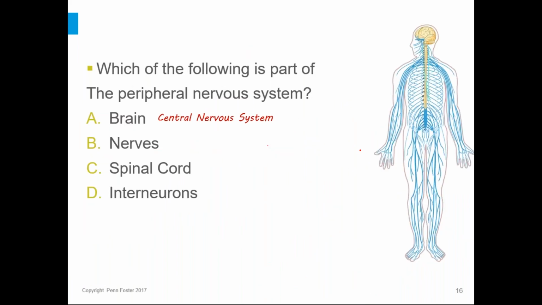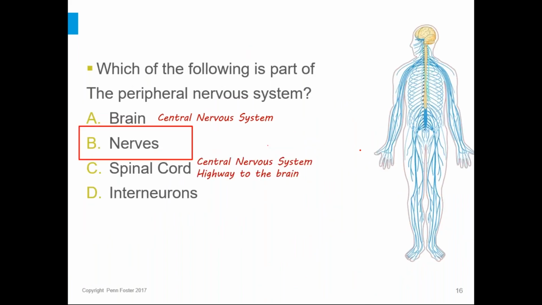There we go. So the brain is central nervous. The nerves is the correct answer. Spinal cord is also central nervous system. It's kind of like highway exits coming and going from the brain. And that last answer, interneurons, those are the neurons that are in the central nervous system. So we talked about sensory neurons, interneurons, and motor neurons.